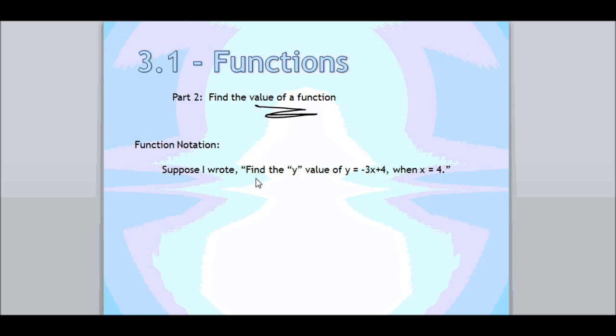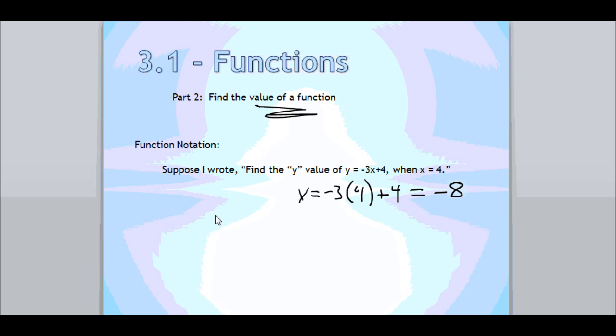What we've done so far, or also in the last semester, is evaluating things like this. So find the y value of negative 3x plus 4 when x is 4. So what we did here is we just plugged in x equals 4. We'd say y equals negative 3 times 4 plus 4. Okay? And so you get negative 12 plus 4, negative 8, and there you go.